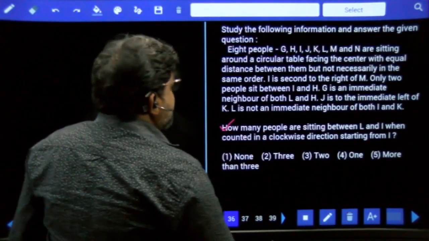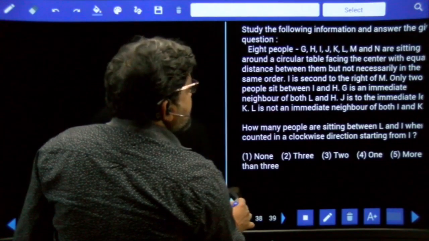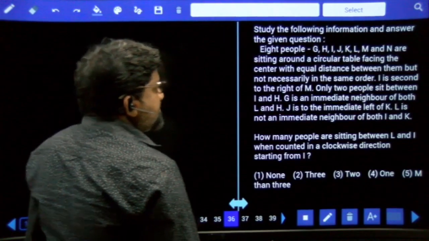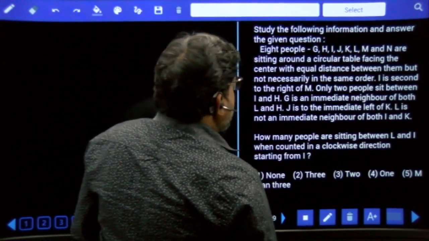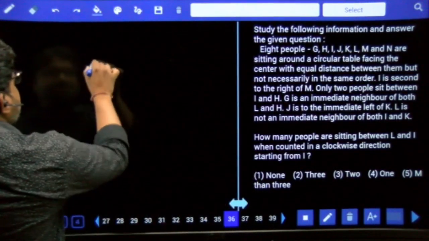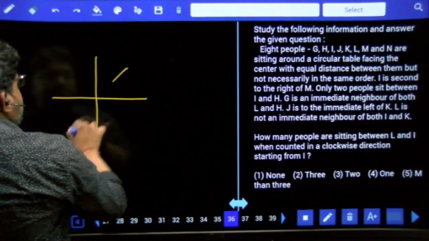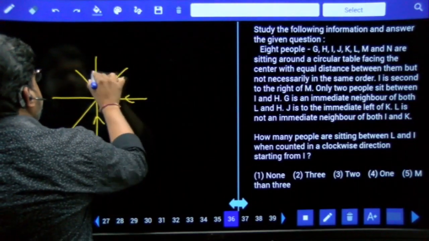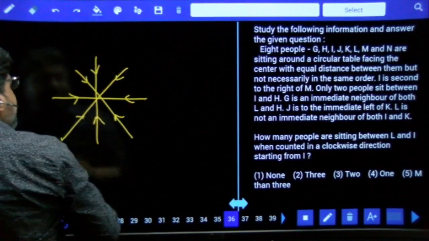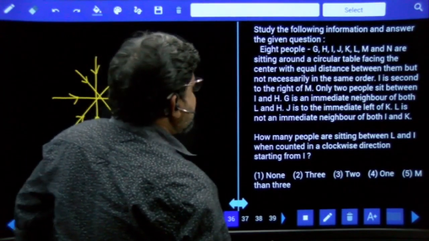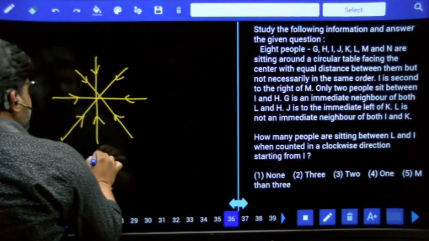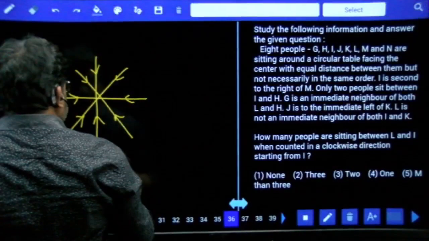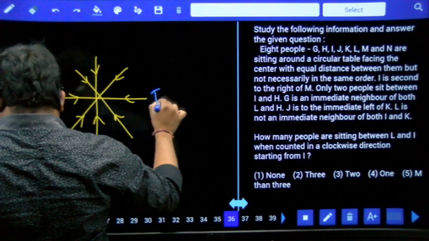Next, 36. 8 people G, H, I, J, K, L, M are sitting around a circular table facing the center with equal distance between them, but not necessarily in the same order. Okay, how many persons? 8 persons. Everybody is facing the center. I sit second to the right of M. 1, 2. M's second right is I.